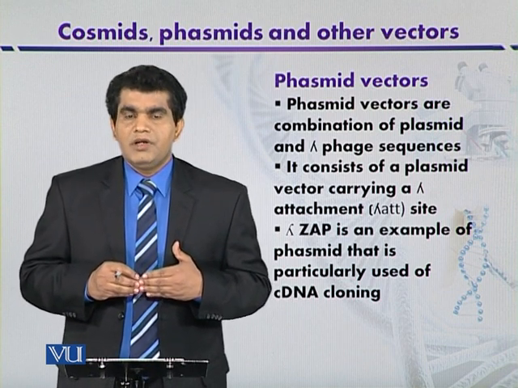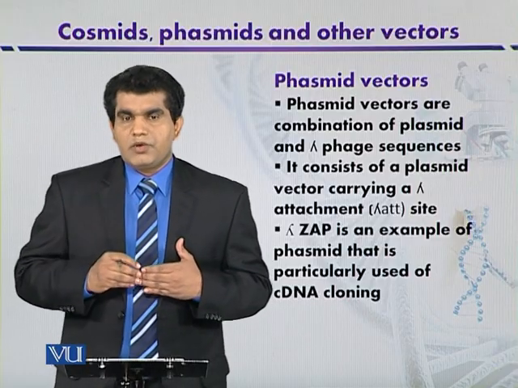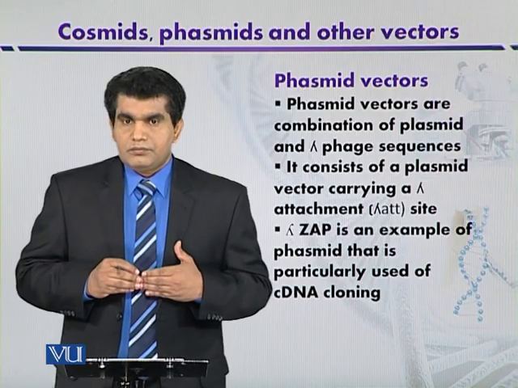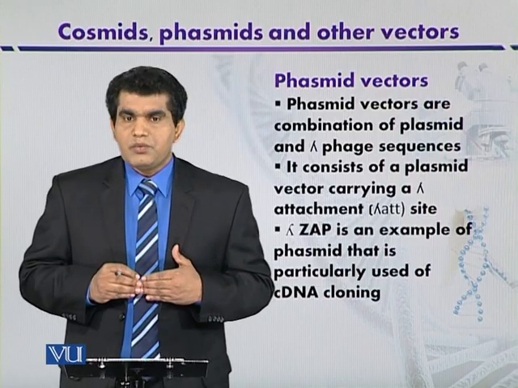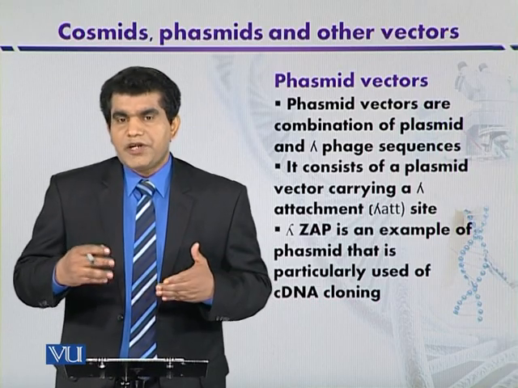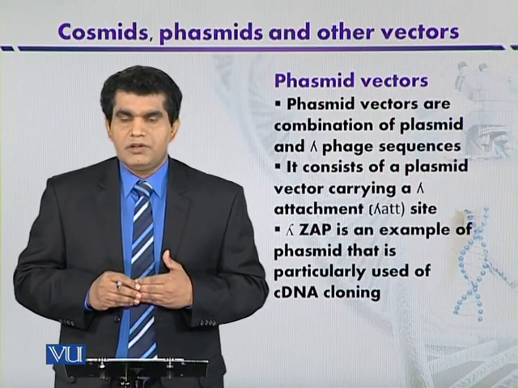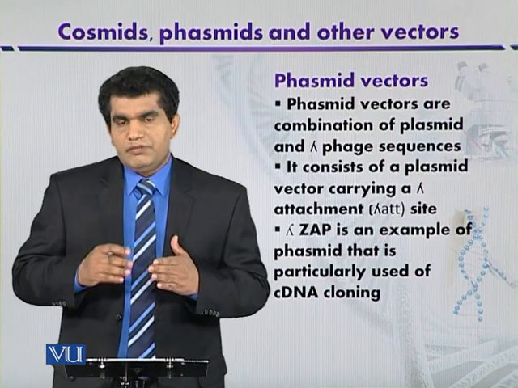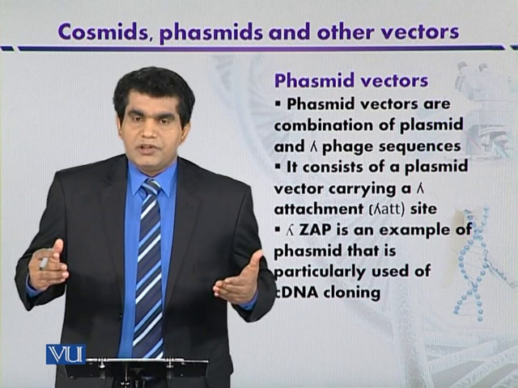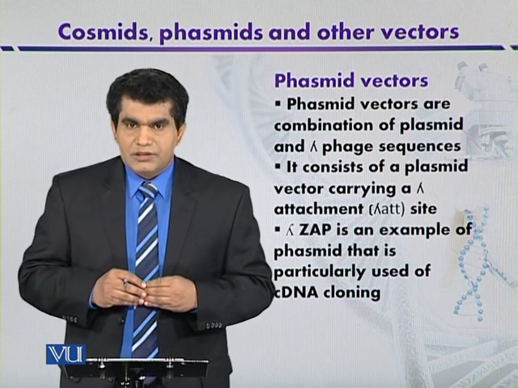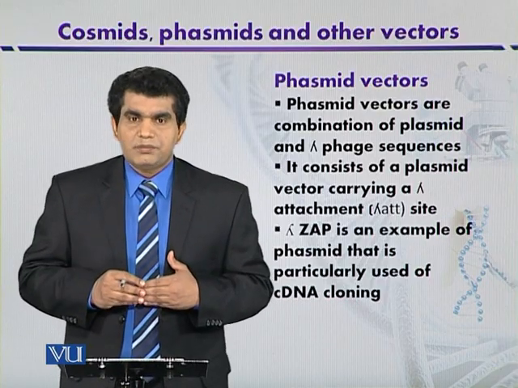And at the same time, another advantage is that the foreign DNA can be excised from the lambda genome. In addition to that, these phasmids can be used to express the fusion or the hybrid proteins. And at the end, if the foreign DNA is inserted, then the RNA transcripts can also be synthesized. So these are the different advantages of the phasmid vectors.